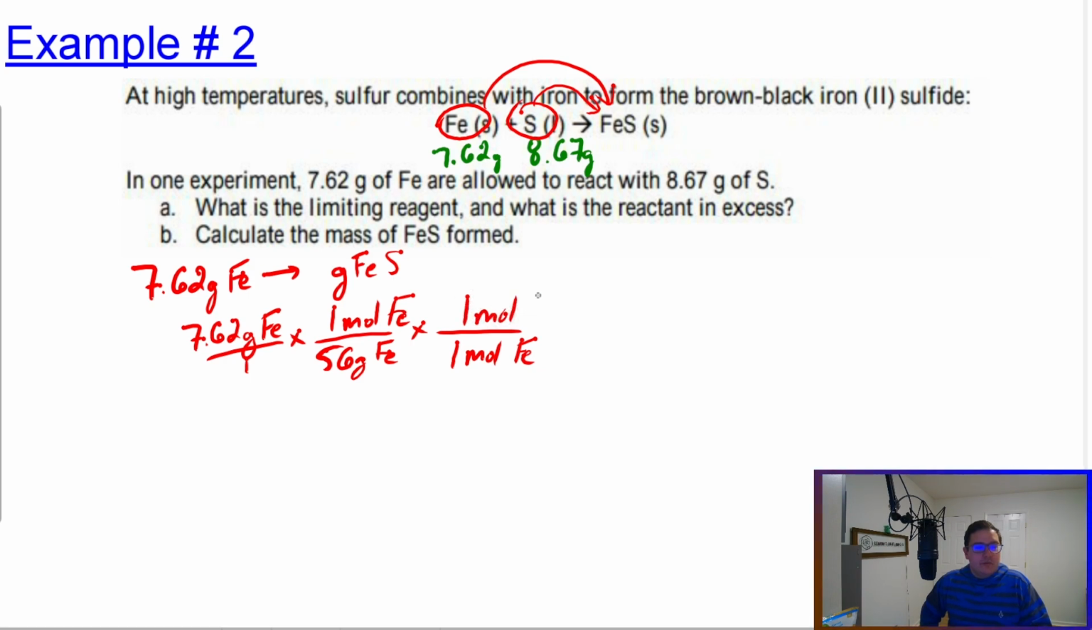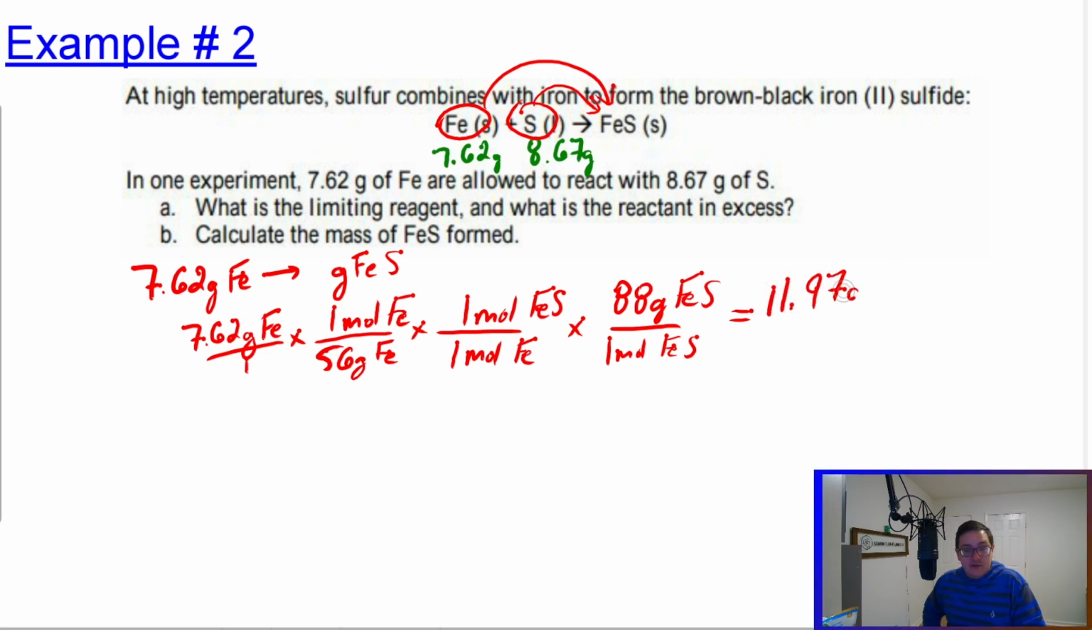we produce 1 mole of iron sulfide. And every 1 mole of iron sulfide produces, well, how many grams is that going to be? That's going to be 56 plus sulfur, which is 32. That's going to be 88 grams of iron sulfide. Cool. Let's figure it out. So 7.62 divided by 56 times 88. That's going to give me 11.97 grams of iron sulfide.